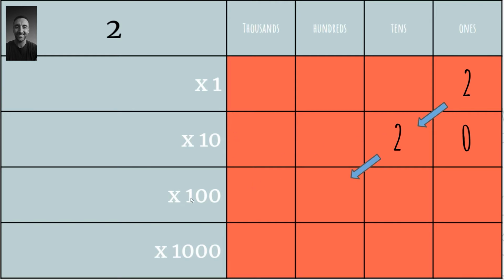So to times it by 100, we're going to move that 2 over again into the hundreds column and then put in 2 zeros as placeholders to make 200. So 2 times 100 is obviously 200. And then quite simply we just do it again. 2 is moved over to the thousands and then we add in 3 zeros into our hundreds, tens and 1 column to get 2000 as a result of 1000 times 2.